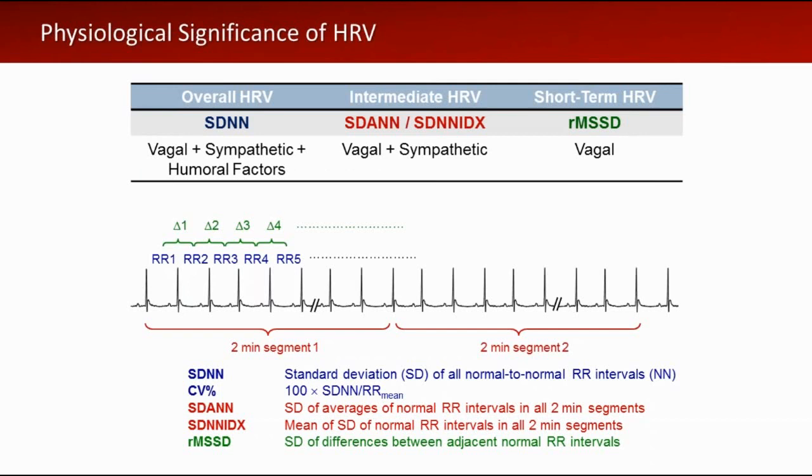If you're looking at intermediate heart rate variability, this is giving you a two-minute segment basis. It's giving you more of that autonomic regulation and balance part of the equation, so you're really seeing just the vagal and sympathetic contributions to that variability. And if you look at that short-term variability, or that RMSSD, that's really reflective of the vagal contribution to heart rate variability regulation. So as you can see, you can determine a lot of important physiological parameters simply from looking at the data in a couple different ways.